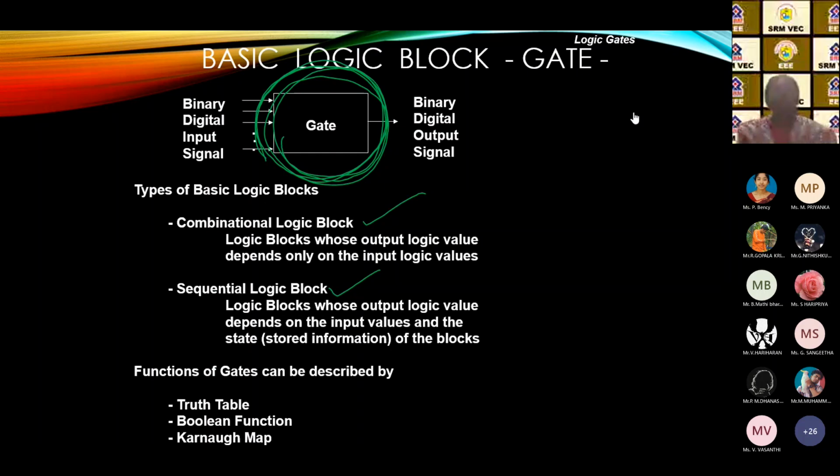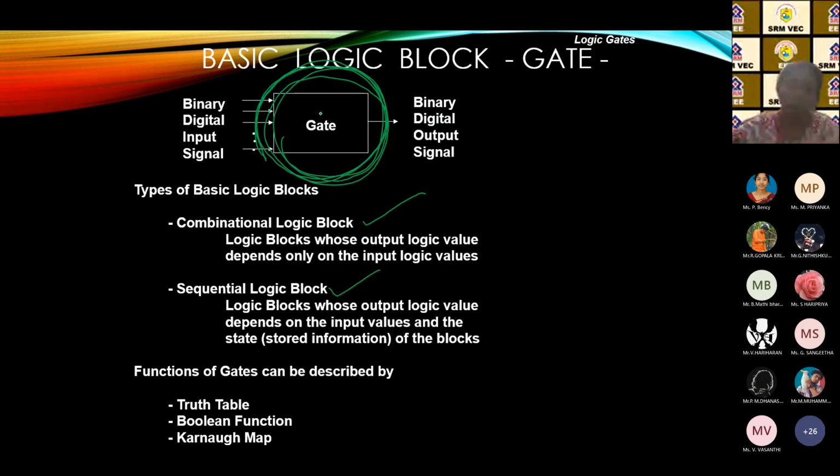So based on the application, based on the algorithm, we should select the combinational logic block or the sequential logic block. I repeat, this section, the black box, can be a combinational logic or a sequential logic block. The combinational logic block has only gates, so when the input changes, the output changes immediately with a delay. But in the case of the sequential logic block, the output depends not only upon the current input, but also upon the already stored information.